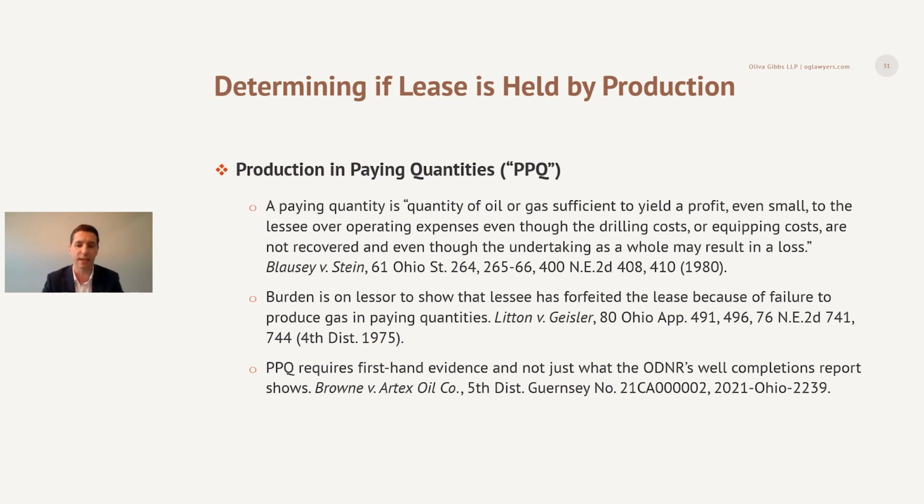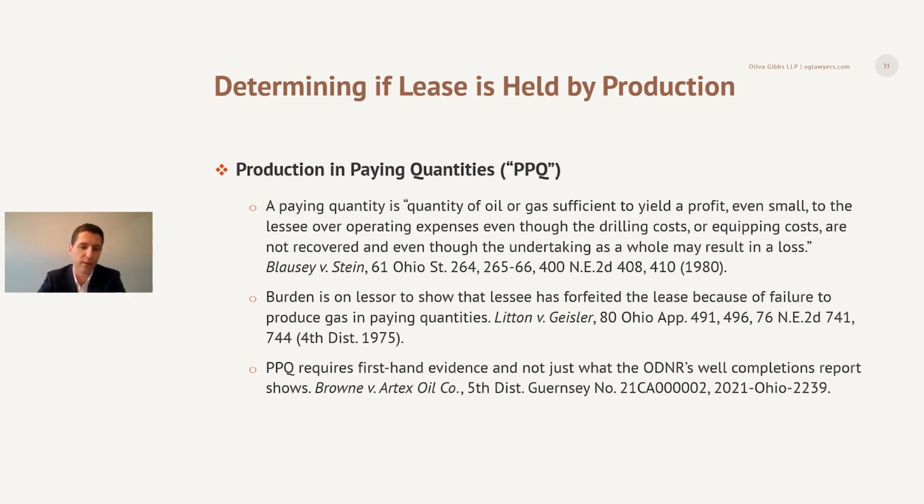And so you really have to exercise caution when relying on these production records from the Ohio Department of Natural Resources website. Operators are required to report production under the statute. If it's a horizontal well, they're required to report every quarter. If it's a vertical well, they're required to report every year.